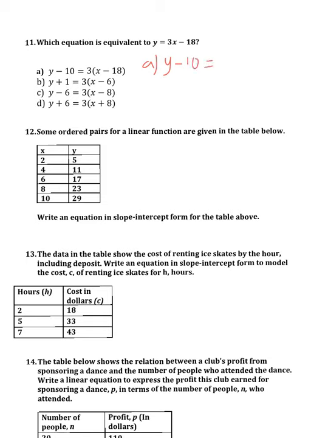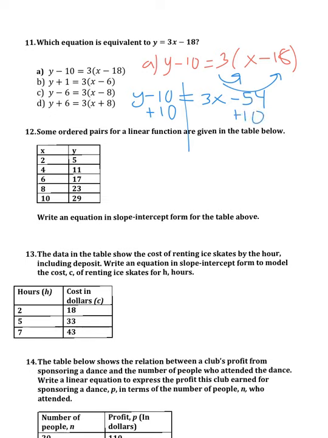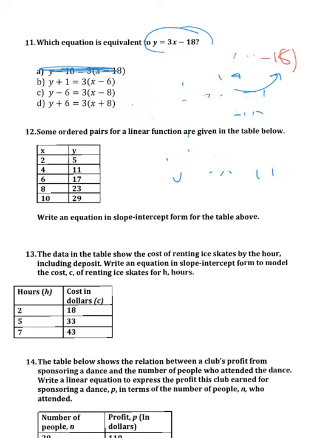Y minus 10 equals 3 times x minus 18. This is in point slope form. My first step is to distribute the m or slope, distribute the 3. So I get 3x. 3 times x is 3x. 3 times negative 18 is negative 54. And then I have y minus 10 over here. So I can already tell this is not the right answer. If I keep going, if I add 10, I get y equals 3x minus 44. I need to get y equals 3x minus 18, so that is not correct. I cross off A, and now I go to try B.